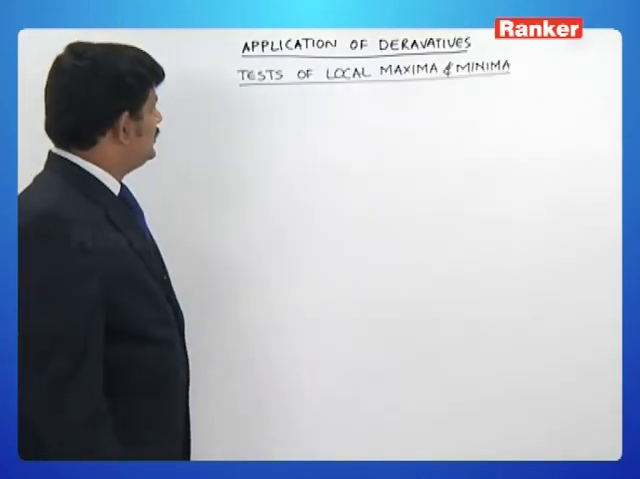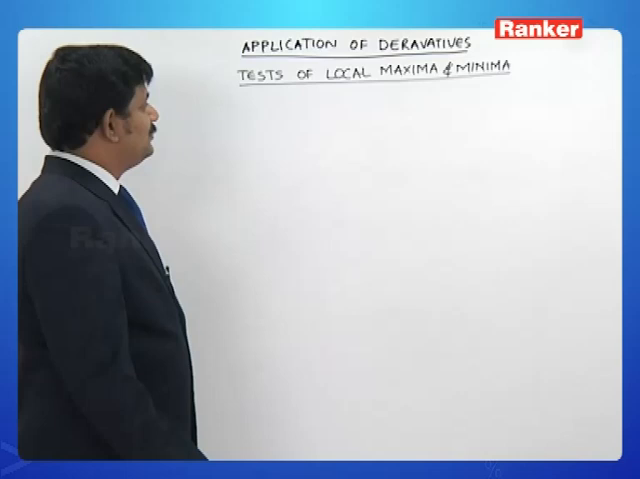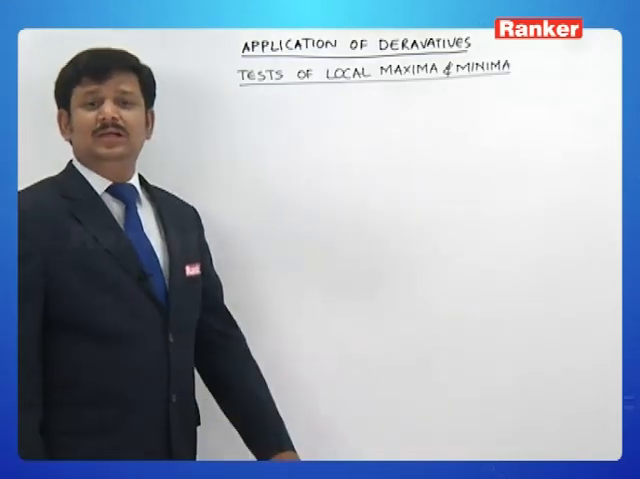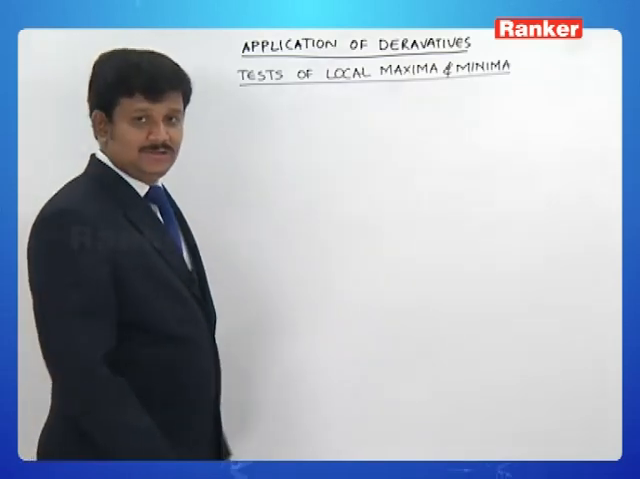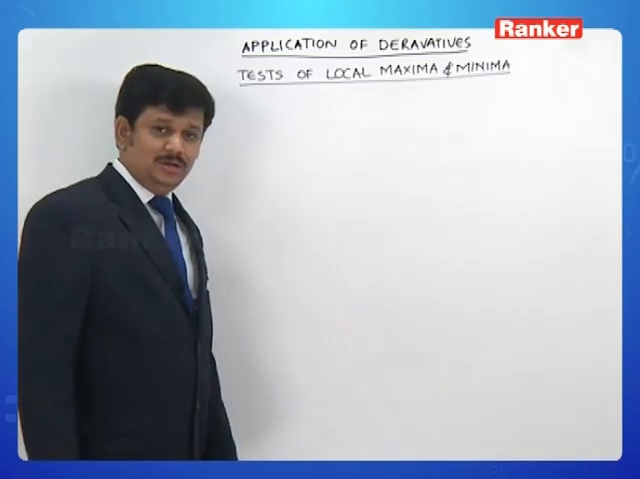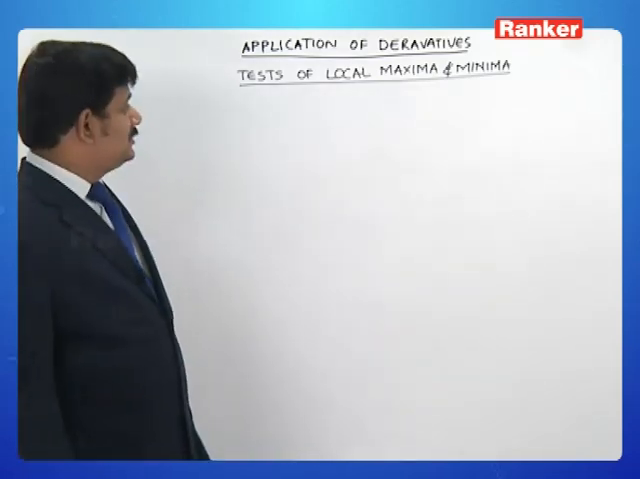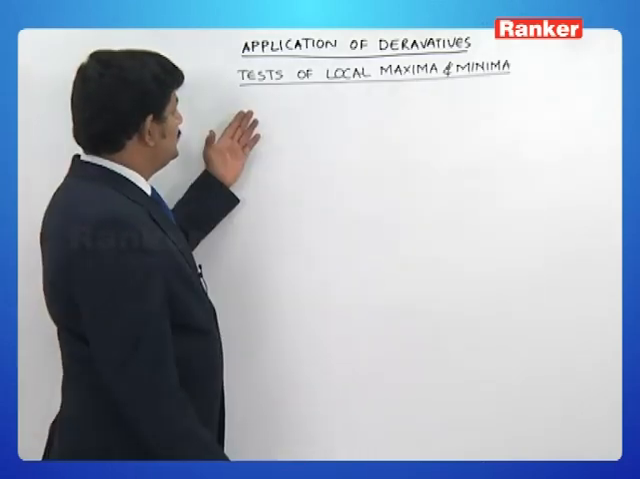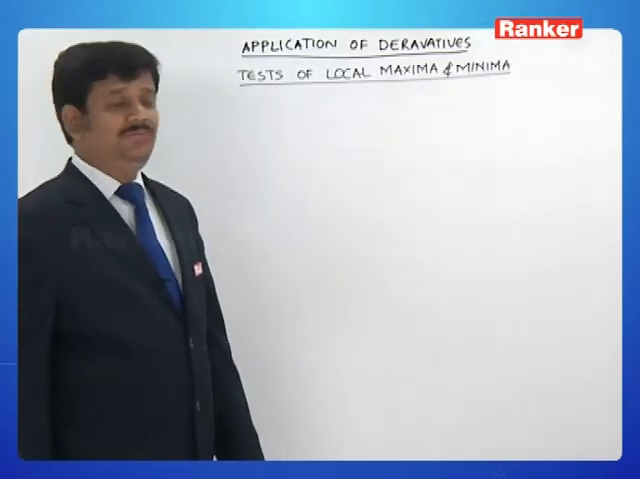Now let us see tests for local maxima and local minima. We discussed that local maxima and local minima, if at all they occur, occur at critical points. But at the critical point, whether an extremum occurs or not, and if it occurs, whether it is a maxima or a minima, as of now we don't know how to find, and these tests of local maxima and local minima will help us.